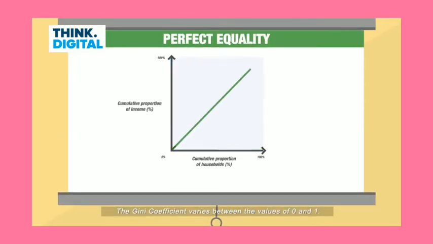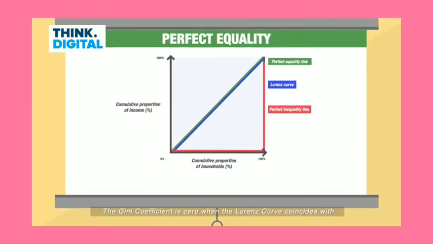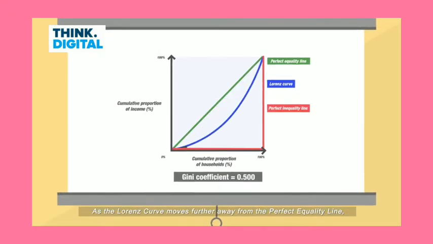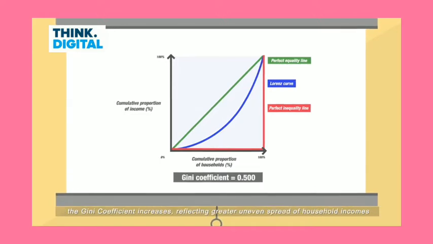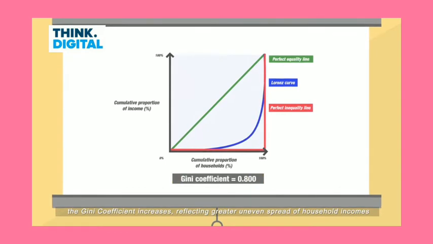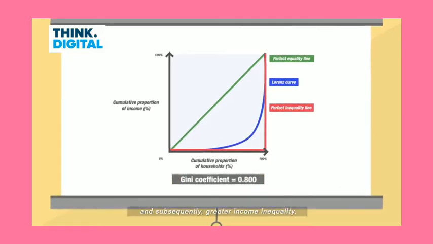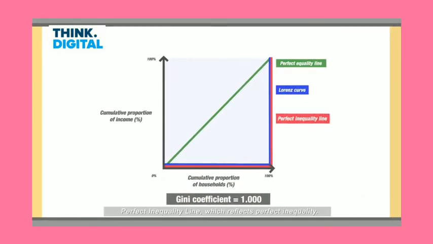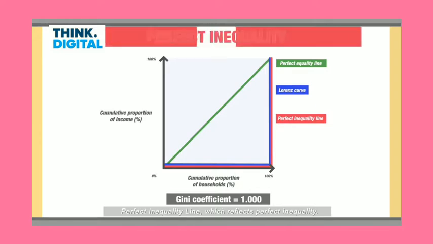The Gini coefficient varies between the values of 0 and 1. The Gini coefficient is 0 when the Lorenz curve coincides with the perfect equality line, which reflects perfect equality. As the Lorenz curve moves further away from the perfect equality line, the Gini coefficient increases, reflecting greater uneven spread of household incomes and subsequently greater income inequality. The Gini coefficient is 1 when the Lorenz curve coincides with the perfect inequality line, which reflects perfect inequality.